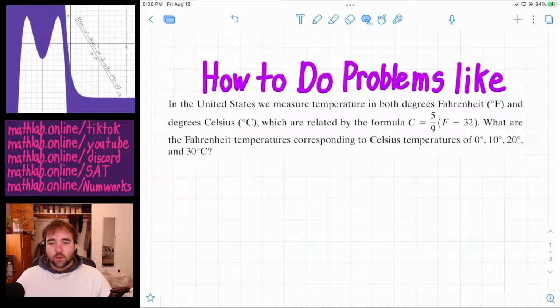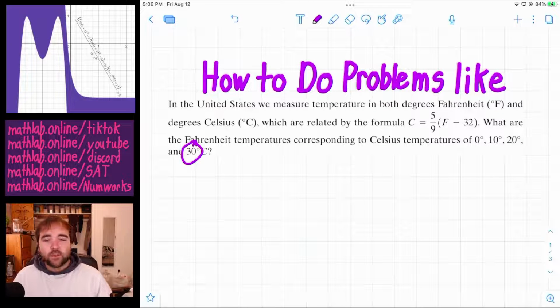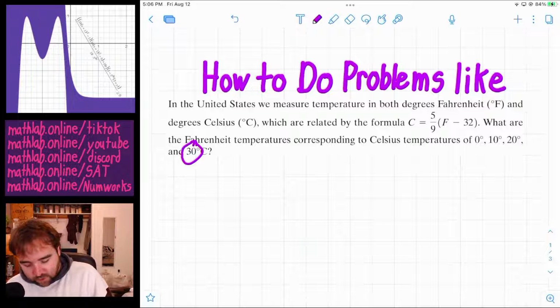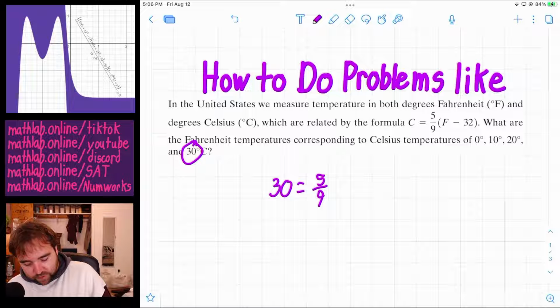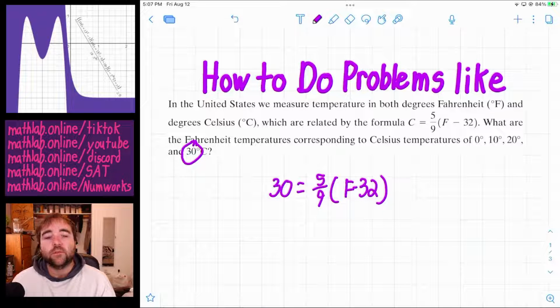So let's start with 30, actually. We want to know what is the Fahrenheit temperature when it's 30 degrees Celsius. And they give us that equation there. So we can plug in 30 for C: 30 equals 5/9 times (F minus 32). And then we can solve for C, or we can solve for F now. So let's see, how are we going to solve for F?